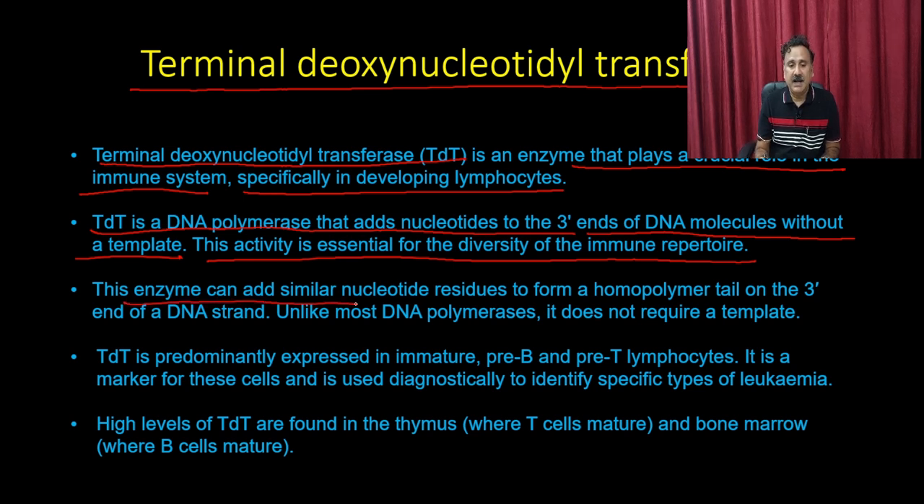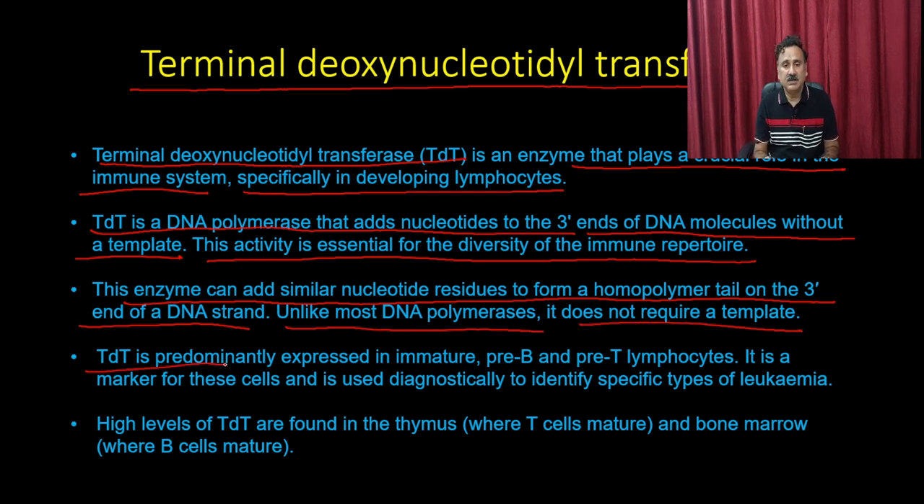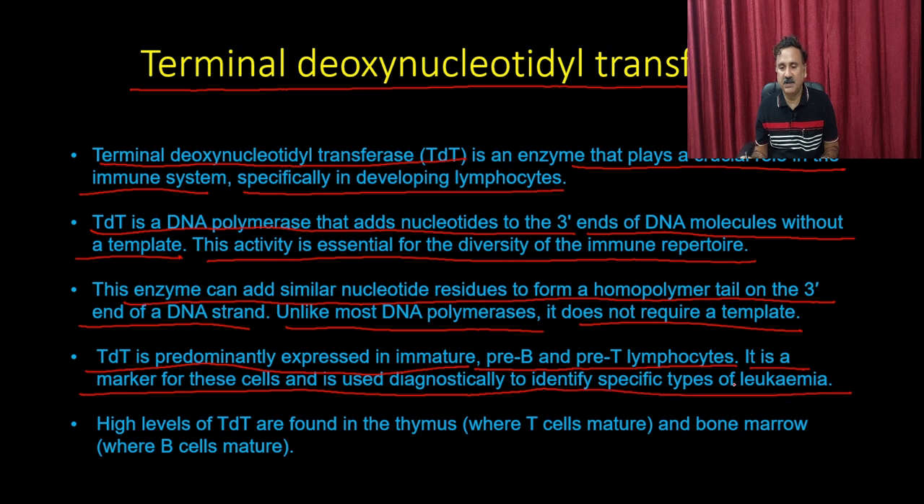This enzyme can add similar nucleotide residues to form a homopolymer tail on the 3' end of the DNA strand. Unlike most DNA polymerases, it does not require a template. Terminal deoxynucleotidyl transferase is expressed in immature pre-B and pre-T lymphocytes. It is a marker for these cells and is used diagnostically to identify specific types of leukemia. High levels of terminal deoxynucleotidyl transferase are found in the thymus and bone marrow.